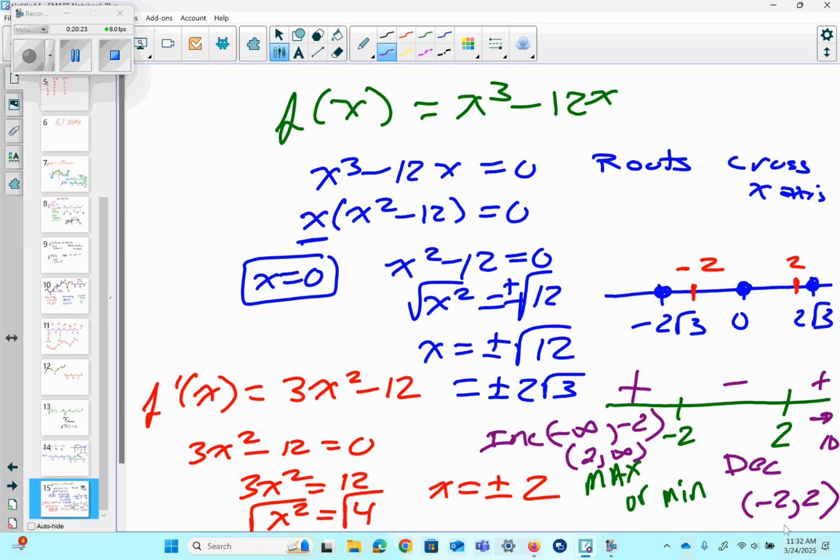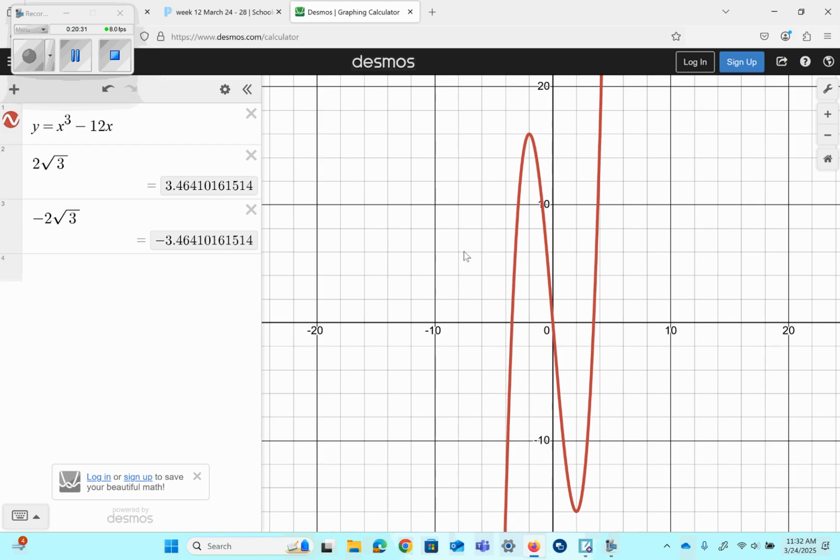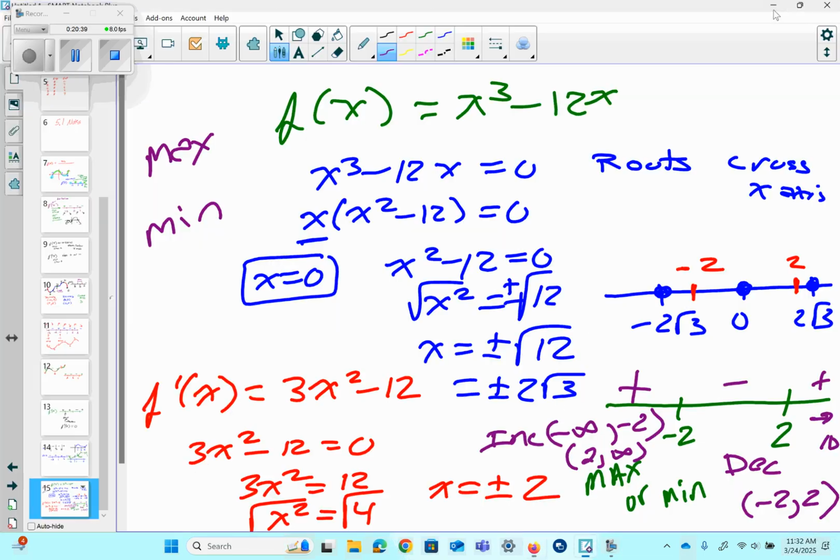I would say for the max and min, I would definitely jump onto Desmos. So at -2, right up here, we have a max. So we have a max at 16, and we have a min at -16. So we have a max at +16. We have a minimum at -16. And I just gave you all kinds of good stuff about this.